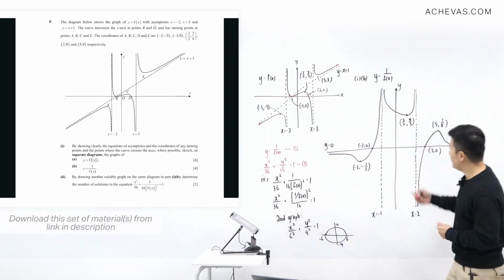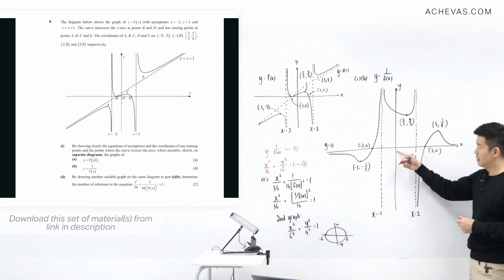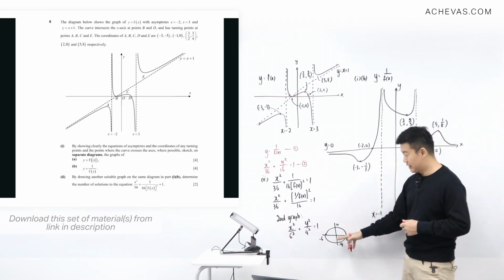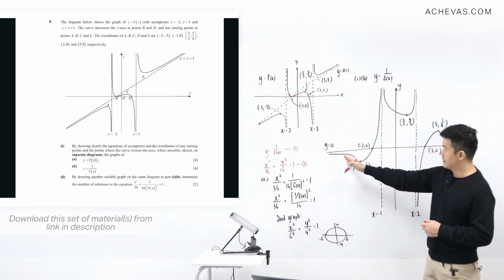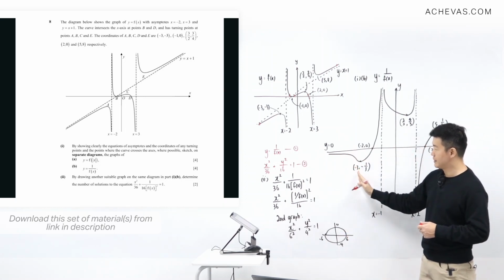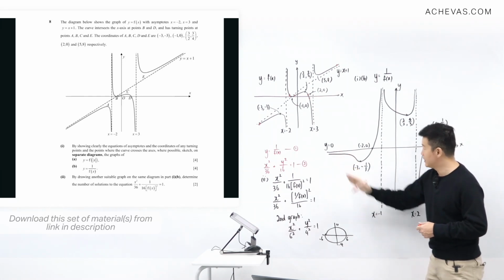So the origin is going to be here. So the center of the ellipse is going to be here. Negative 6. You will go all the way past negative 3. Negative 6, let's say somewhere is here.